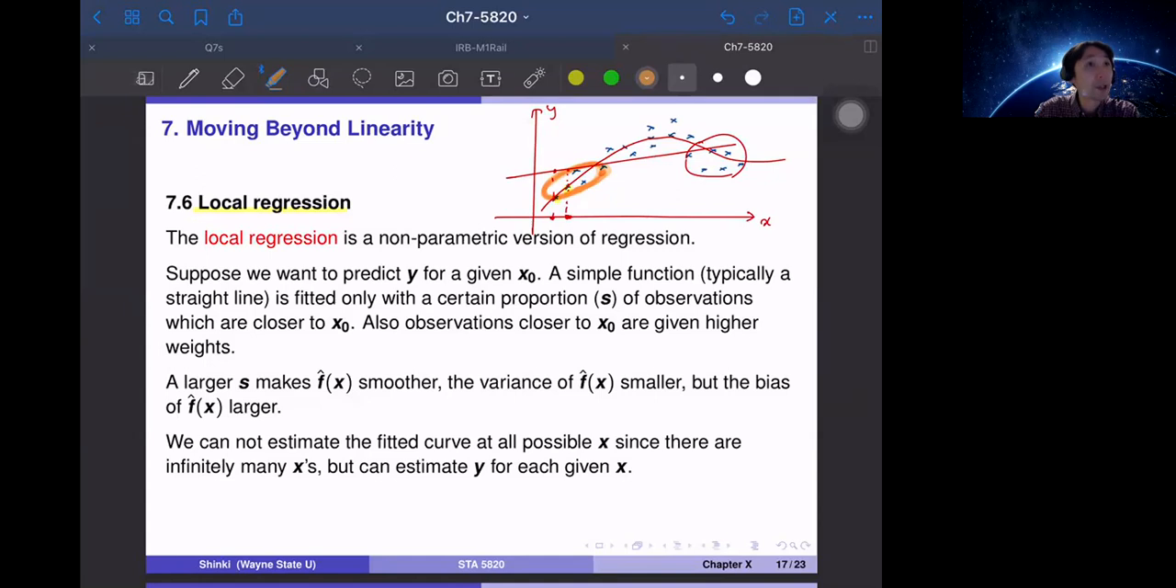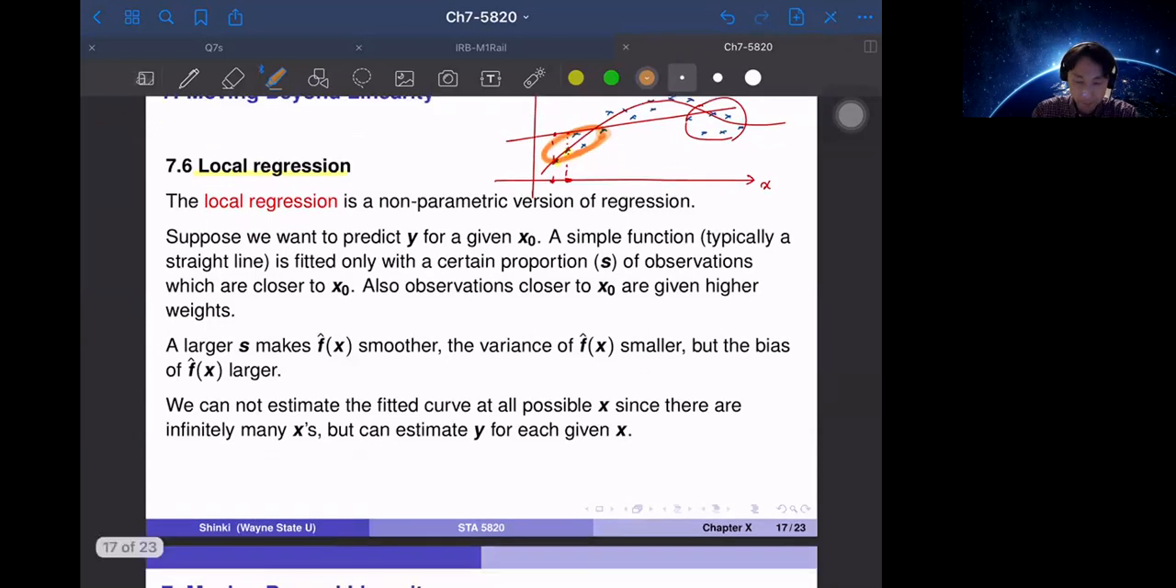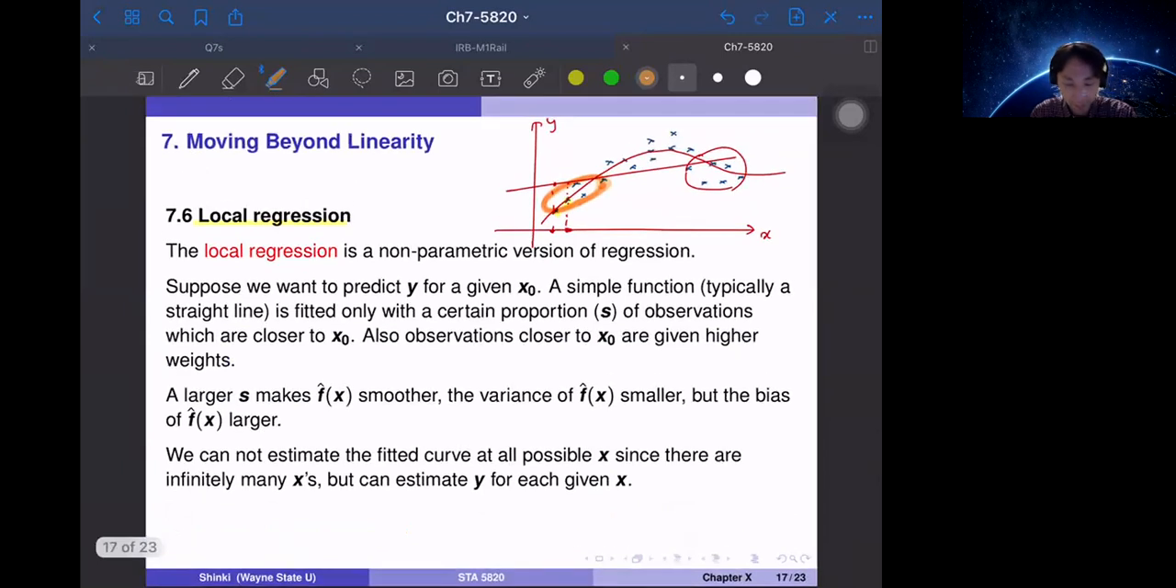Okay, suppose we want to predict. I think we don't have enough time, so maybe we start from this one next time.